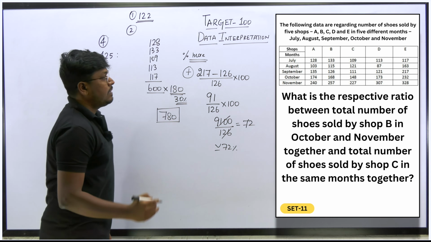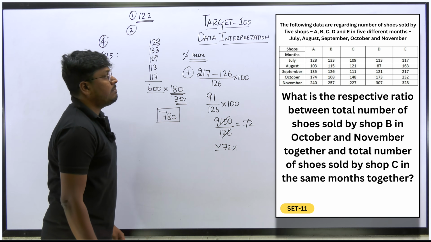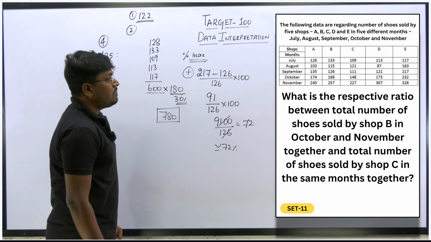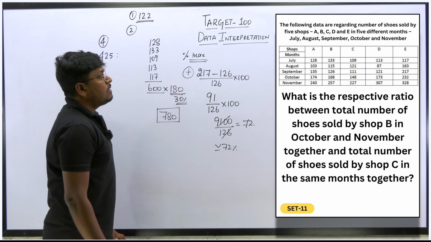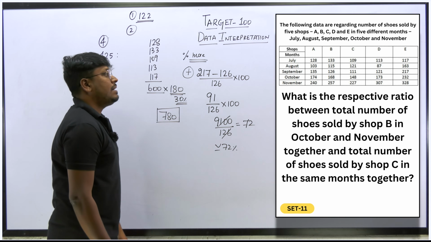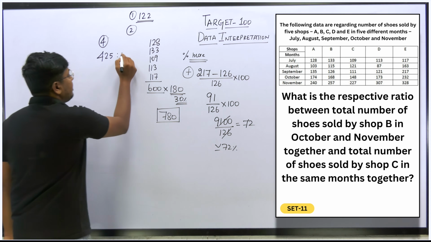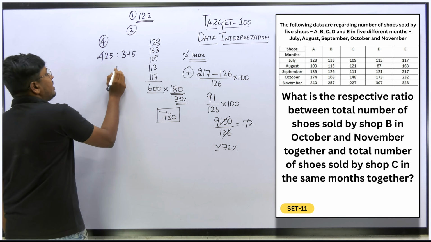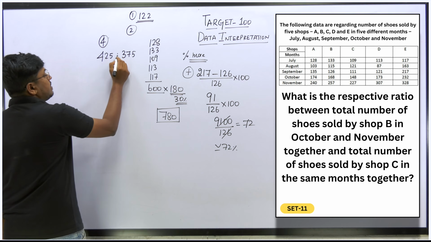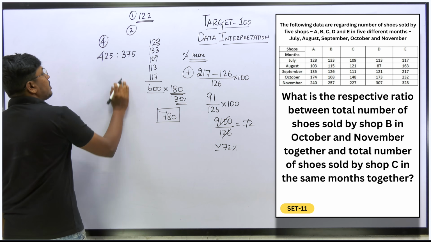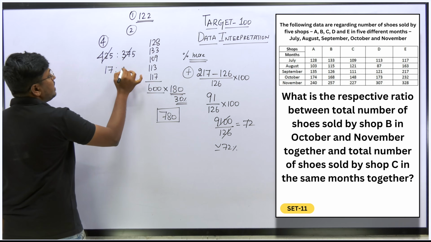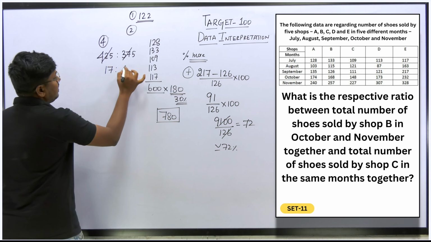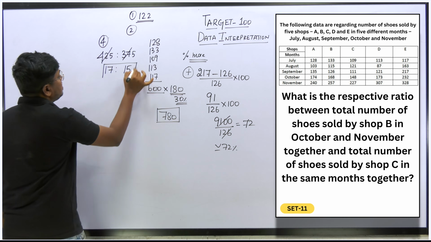So the ratio. Shop C in the same month: 148 and 227. So 200, 300, 40 plus 50 will be 90 and 360, 375. So 375 will be the second part. Our target is to find the ratio, right? So we can cancel it on 25 table, this will be 17, and on 25 table, this will be 15. Yes, 15. So 17 is to 15, that's it.